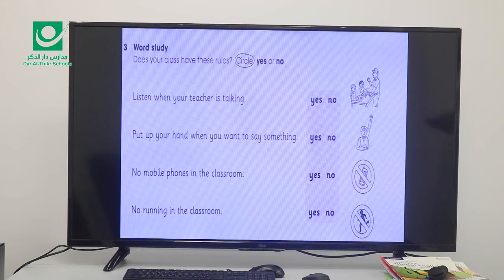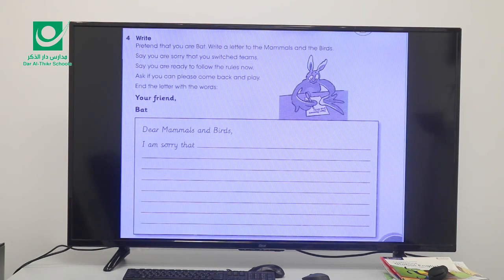Now, in your class, listen when your teacher is talking. So circle yes or no. Put up your hand when you want to say something. No mobile phones in the classroom. Yes or no. No running in the classroom. Yes or no. So it depends on your class. So circle the word that you guess or you think is correct for your class.